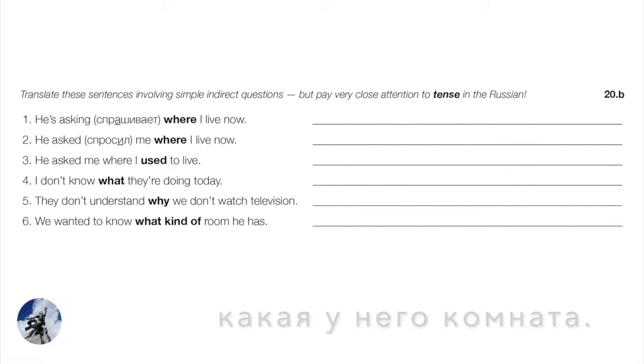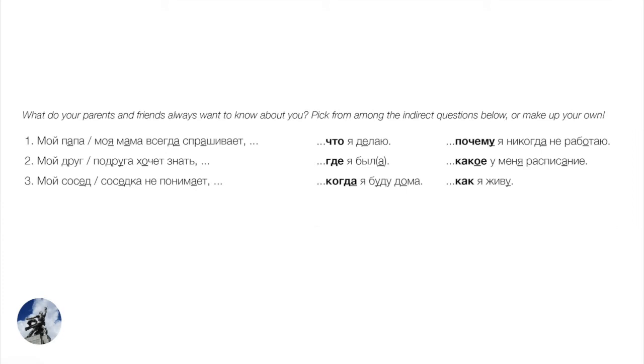Okay, more conversational practice if you have a partner or just want to try to tell about a few of these things yourself. Мой папа или моя мама всегда спрашивает blank, right? So you can fill in some reported questions. Or number two, мой друг или подруга хочет знать blank. Or number three, мой сосед или соседка не понимает, right? They don't understand blank, right? And we can fill in any of these reported questions. Что я делаю? Где я был? Или где я была? Когда я буду дома? Right? When I'll be home? Почему я никогда не работаю? They want to know why I never work. They want to know какое у меня расписание, what kind of schedule I have. Or finally, they want to know как я живу, how I live, how I'm doing. We could translate it as how I'm doing.